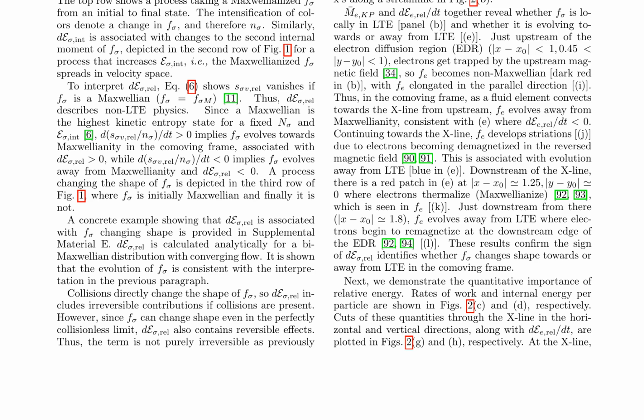The authors demonstrate that the rates of work and internal energy per particle are significant at the x-line, where energy conversion occurs. They provide cuts of these quantities through the x-line, along with the rate of relative energy per particle, to demonstrate the quantitative importance of relative energy in the process.